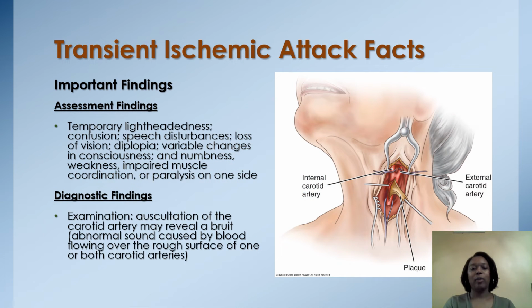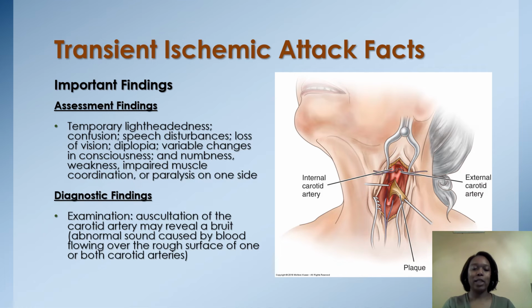Transient ischemic attack facts. So we have already discussed what we can expect with a TIA. So let's talk about some of the clinical findings, which is temporary lightheadedness, confusion, speech disturbances depending upon the side of the brain that's affected, vision loss or vision changes, as well as numbness, weakness, and loss or impaired muscle coordination or paralysis.